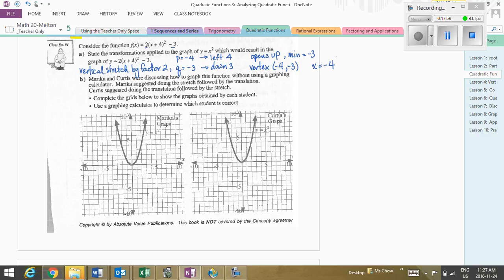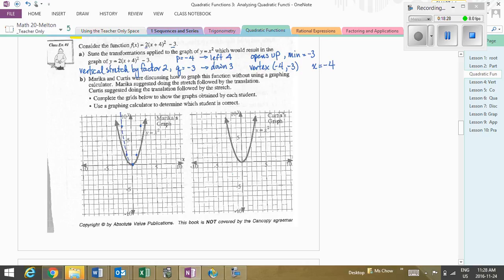So let's take a look at Marika. Marika is going to do her stretch first. So again, that means that the x stays the same, we're changing the y. Normally I would be going 1 across 1 up. Because the stretch factor is 2, I'm going 1 across 2 up, 2 across instead of 4 up, we're going 8 up. Because the axis of symmetry is my y-axis, I can go ahead and plot those other points.